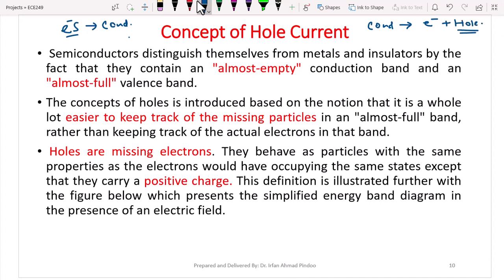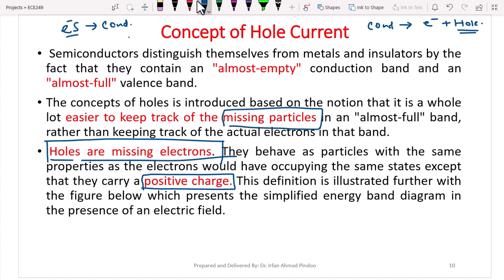Now we should also know that the hole is a concept that actually doesn't exist in reality, but we need to understand this concept, and the summary is given here. Holes are nothing but missing electrons. The absence of an electron is called a hole, and we assign it a positive charge. Like electron is a negative charge, and we are saying hole is the opposite of that, so we assign it a positive charge. The hole concept makes it easier to explain things because it is easier to keep track of missing particles.